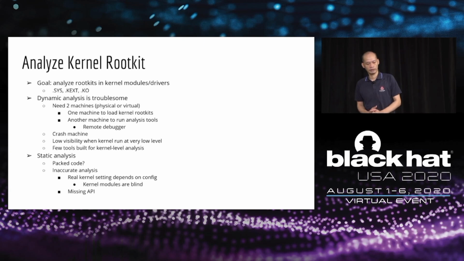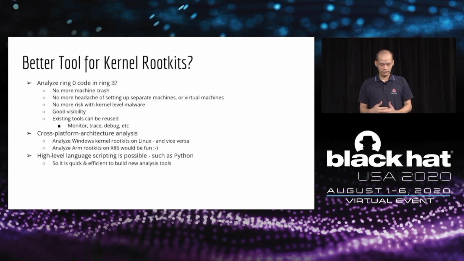So we think that we need better tools for kernel rootkits. What if we can analyze kernel rootkits from userland? In that case, we do not have a machine crash issue anymore. We do not need to set up a separate machine for analyzing kernel rootkits because everything is in ring 3. And we do not have much risk with kernel-level malware.